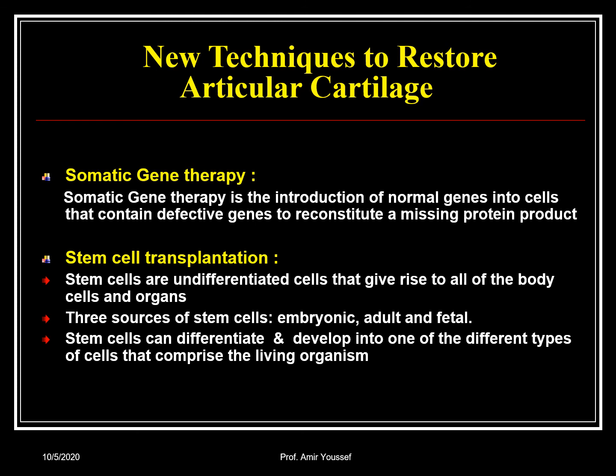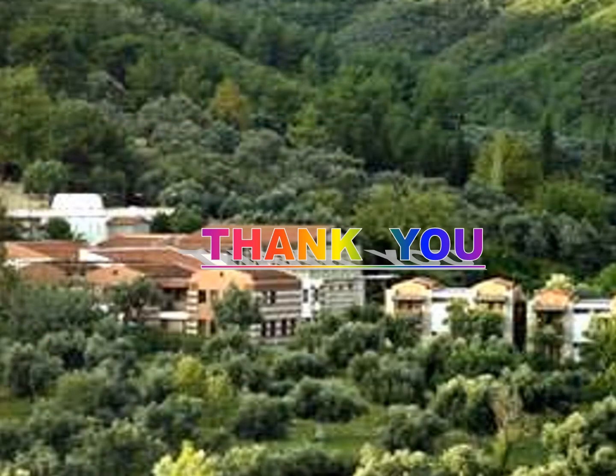Stem cell transplantation. Stem cells are undifferentiated cells that give rise to all of the body cells and organs. Three sources of stem cells: embryonic, adult, and fetal. Stem cells can differentiate and develop into one of the different types of cells that comprise the living organism.